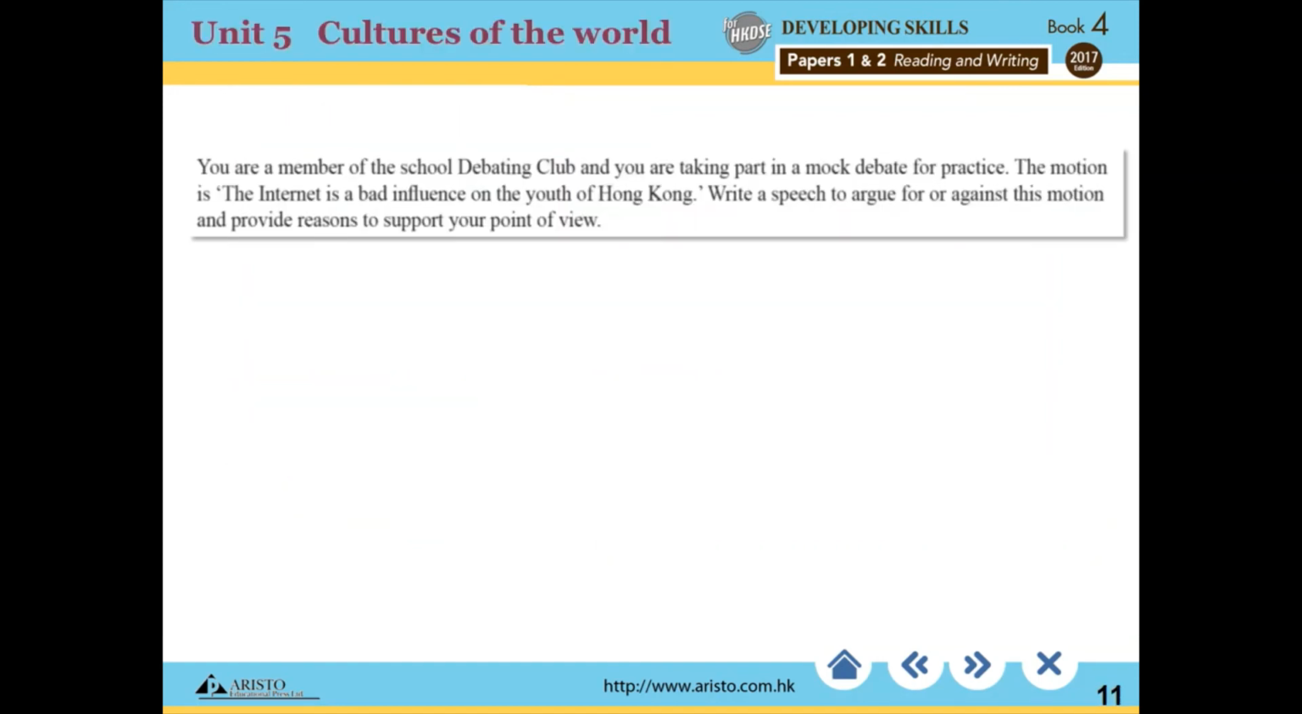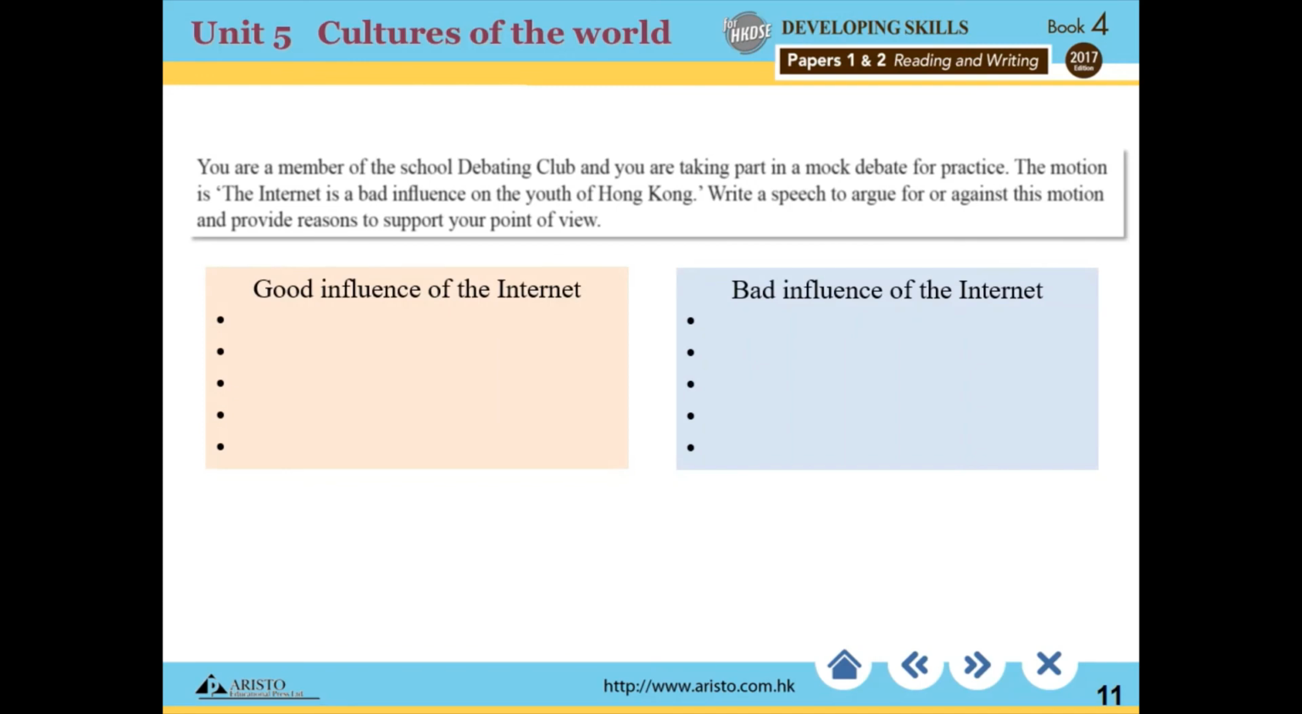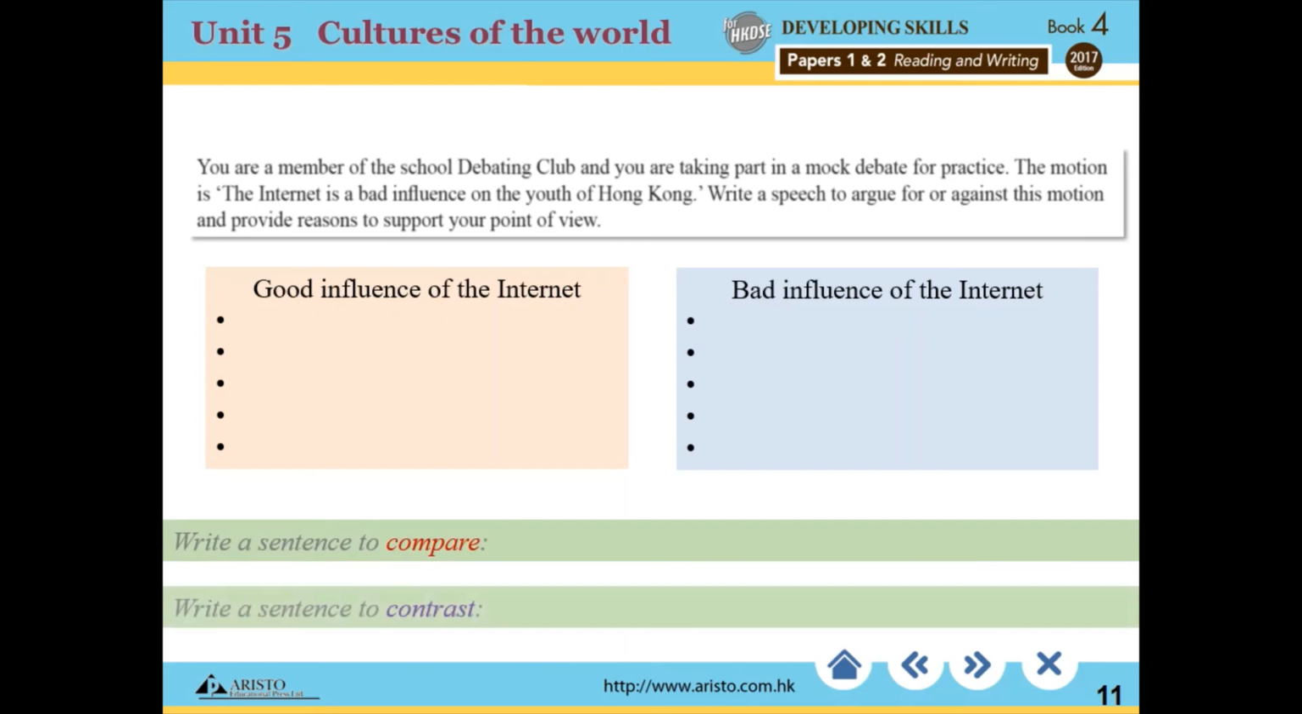Take a look at this question in this unit's Practice Paper, Paper 2. First, list out both good and bad influences of the internet on the youth of Hong Kong. Then, write out some sentences to compare and contrast with the intention to persuade the reader to agree with you.